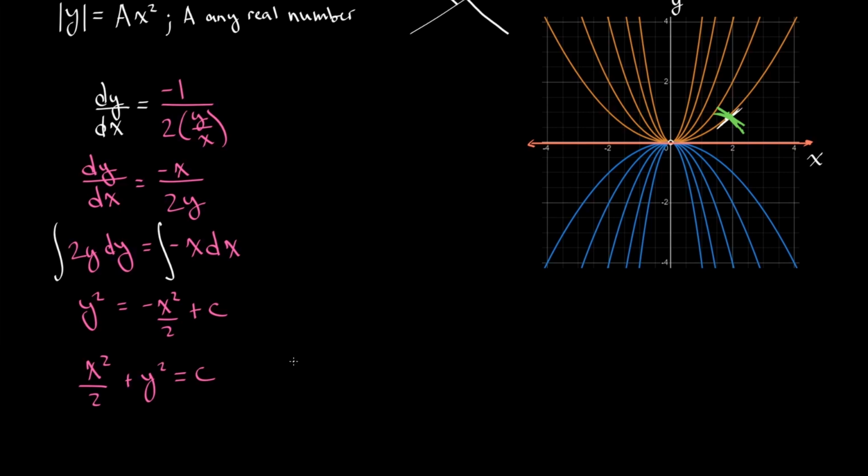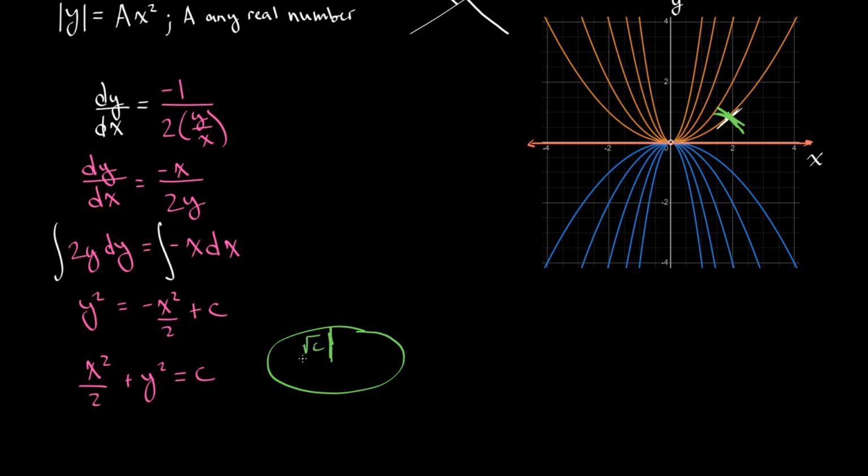Well, these curves are actually ellipses. In particular, they're scaled versions of ellipses. Maybe if we have an ellipse that looks like this, our semi-minor axis is going to be in the y direction, and that's going to have a length of the square root of c.